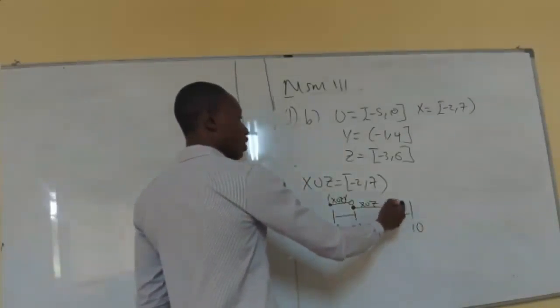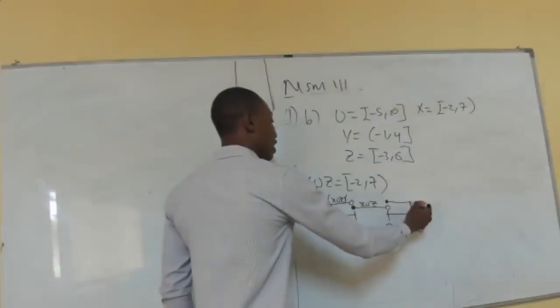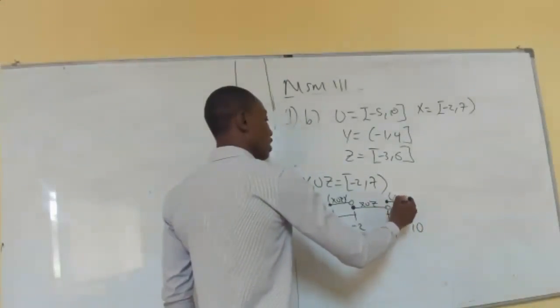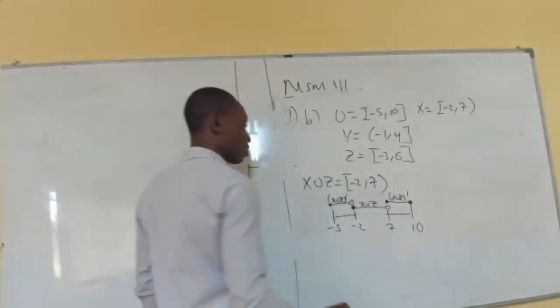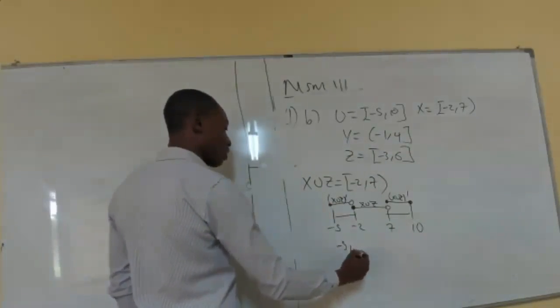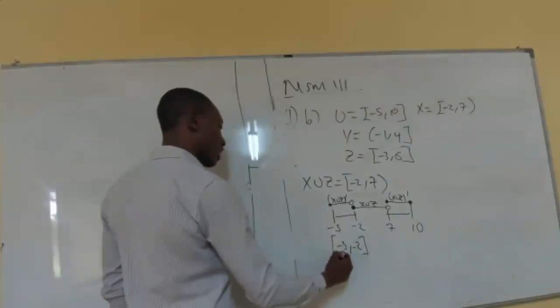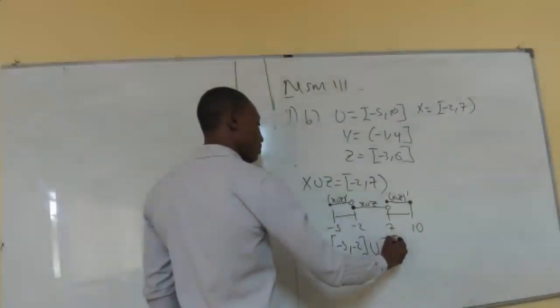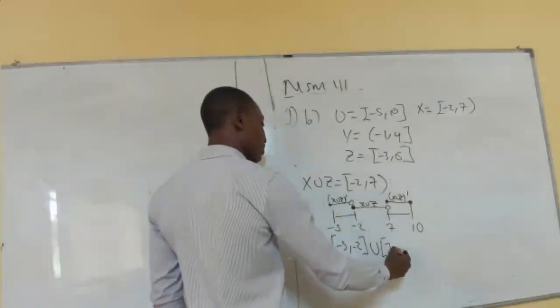Then here it was open, so it's now closed. Then here the 10 is closed, so this is x union z complement. So x union z complement is these two, which is -5, -2, then union closed at 7.